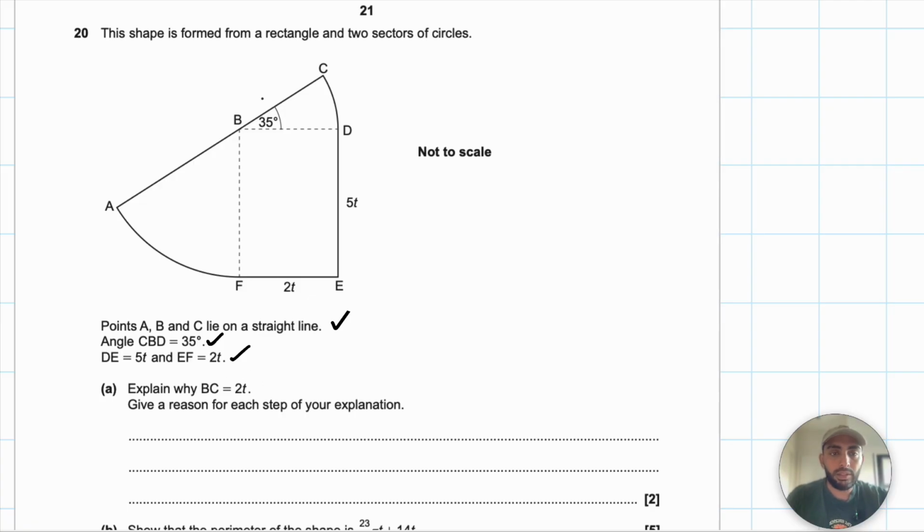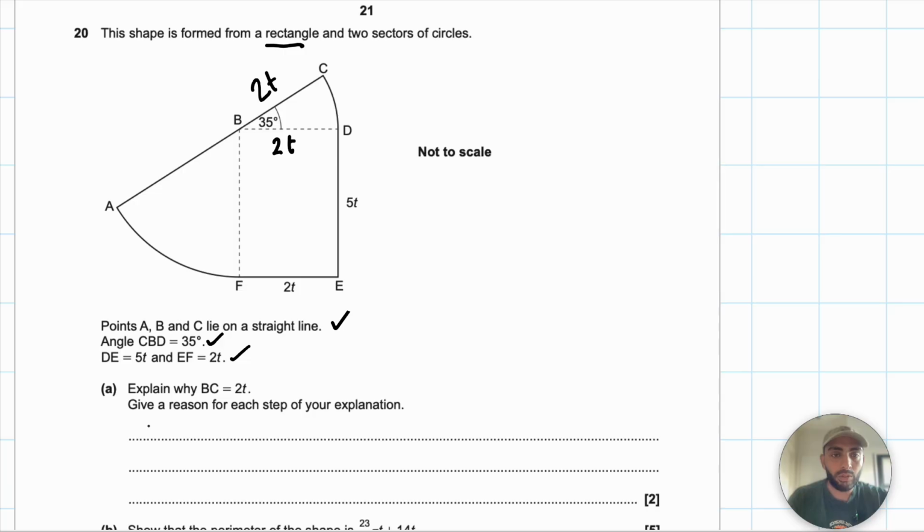Explain why BC equals 2t. So we need to figure out why this is 2t. Give a reason for each step of your explanation. In the question, it tells us that this is a rectangle, so opposite sides of a rectangle will be the same. That'll be 2t. And if this is a sector of a circle, that part will be my radius, and that part will also be my radius. So we need to write those two pieces of information down.